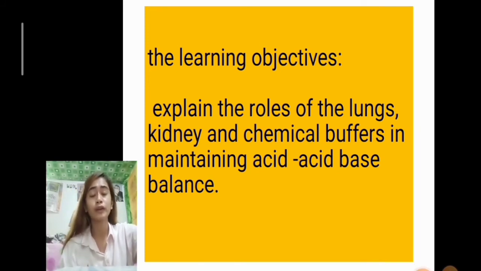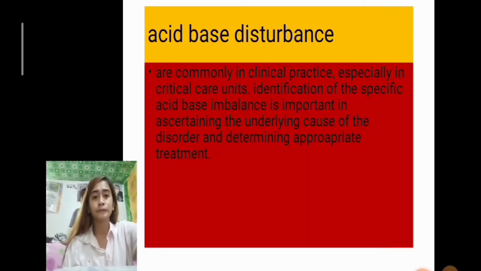I'm going to explain the learning objective: explaining the role of the lungs, kidney, and chemical buffers in maintaining acid-base balance. Acid-base disturbances are common in clinical practice, especially in critical care units, and identification of the specific acid-base imbalance is important in ascertaining the underlying cause of the disorder and determining appropriate treatment.